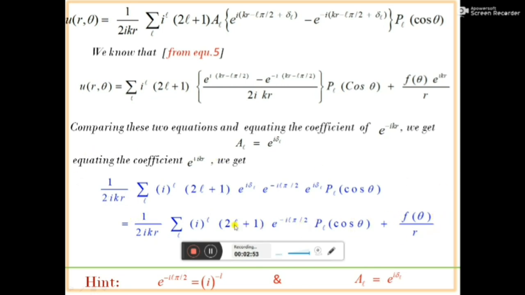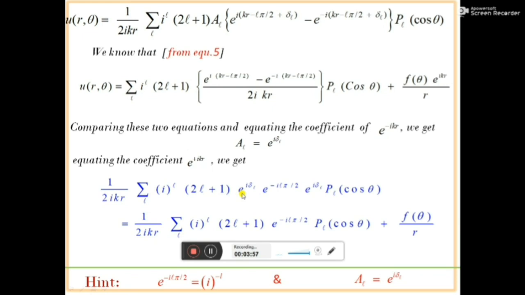The right hand side of the equation is the coefficient of e power plus ikr of this equation. Here in this equation the coefficient of e power ikr are summation over L. Remember that this 2i kr is taken outside the summation, therefore 1 divided by 2i kr summation over L i power L 2L plus 1, and here the coefficient of e power ikr is nothing but in this term e power minus i L pi by 2 and then P_L of cos theta. In the second term the coefficient of e power ikr is nothing but f of theta divided by r. Therefore f of theta divided by r.